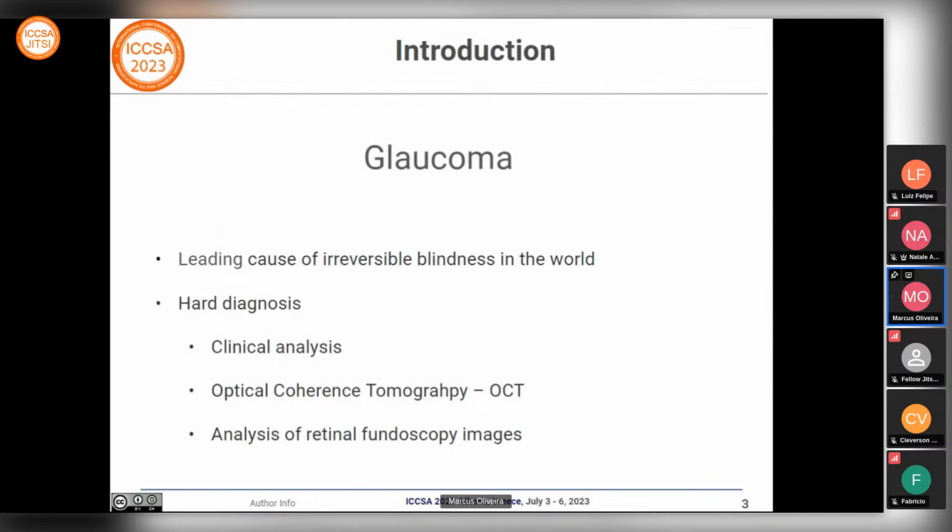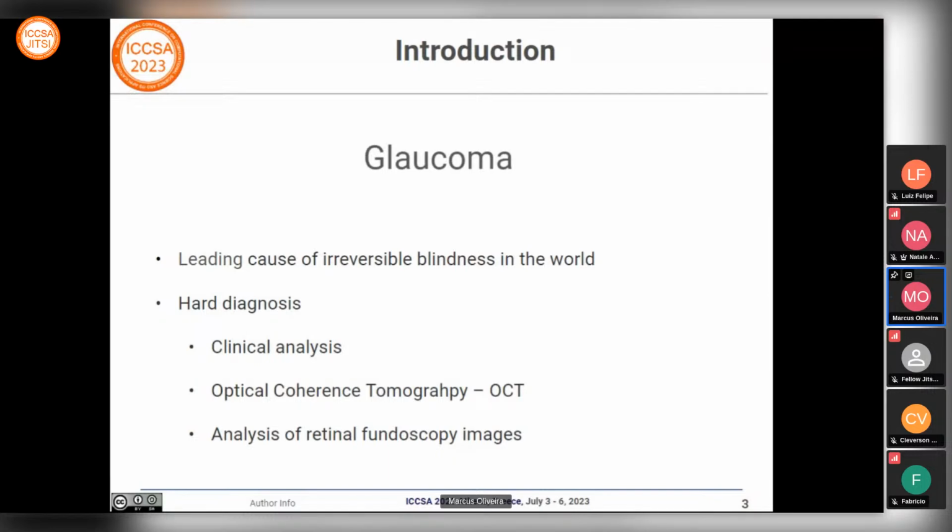Glaucoma is a chronic disease with a slow and progressive course, characterized by degeneration of ganglion cells. It is the leading cause of irreversible blindness worldwide. One of the most important risk factors is intraocular pressure, which, when increased, leads to great excavation of the optic nerve.